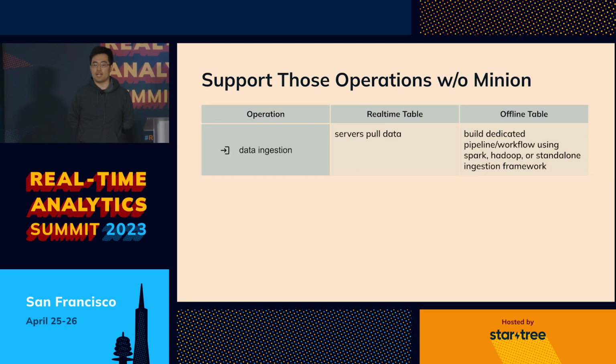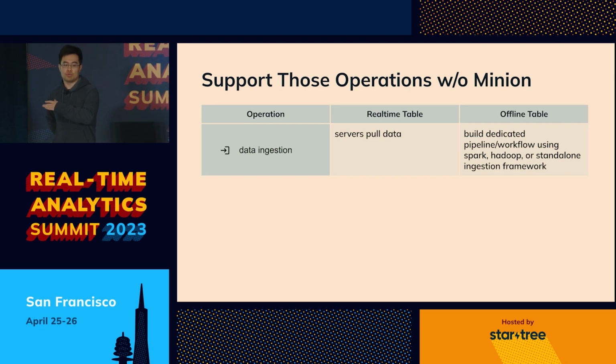So let's jump back to Pinot again and see how those operations are supported when Minion is not used. As we know, in Pinot there are two typical types of tables. Of course, there's a third type, the hybrid table, but we can ignore it for now. So two types of tables, real-time table and offline table. We will separate them and introduce the operations for each.